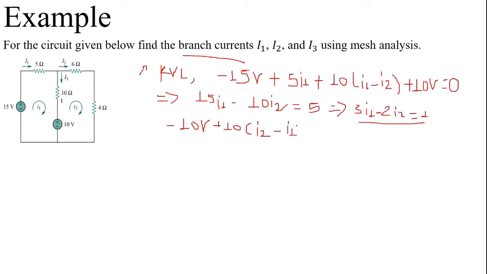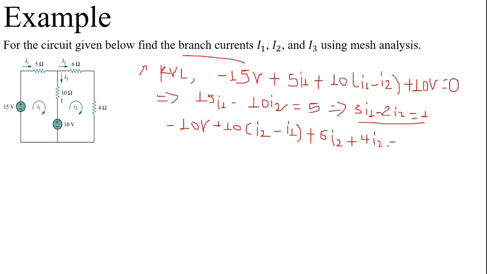So I2 minus I1 plus the voltage drop across this resistance is 6 times the current flowing through this resistance, that's I2. This branch current I2 equals what? The mesh current I2. So we can simply use the branch current I2, 6 times I2 plus 4 times I2 equal with 0.